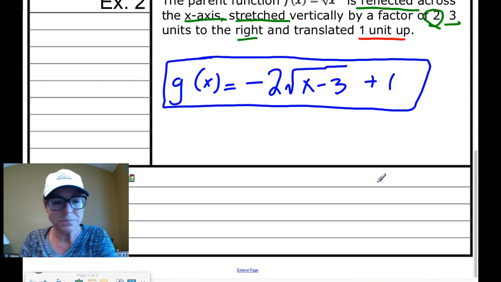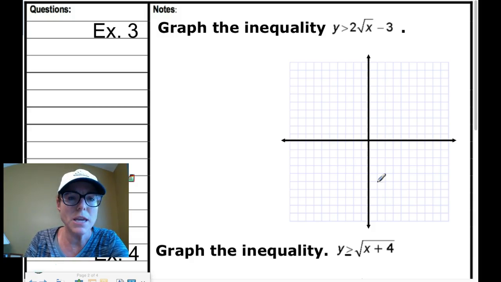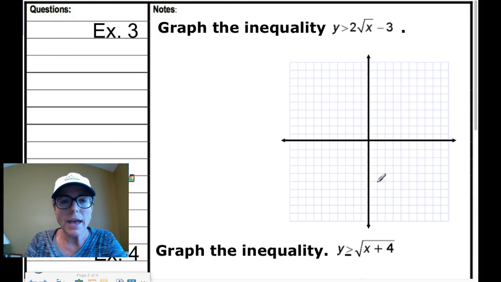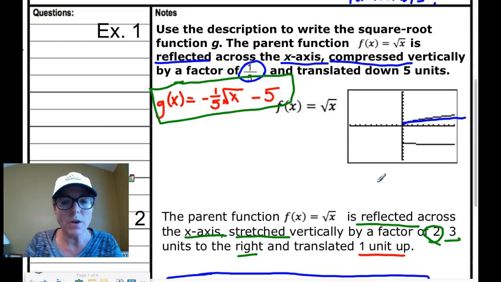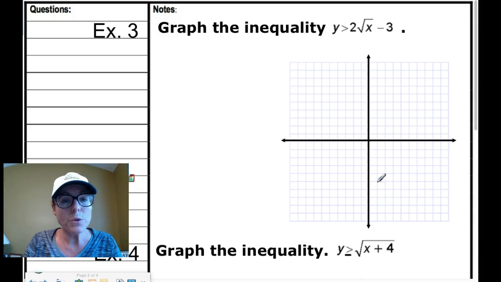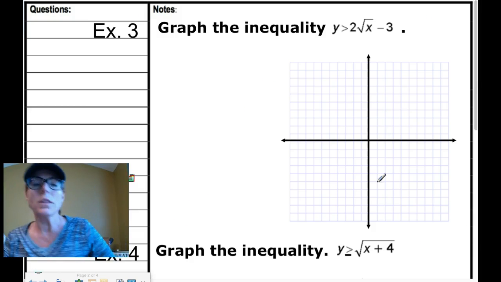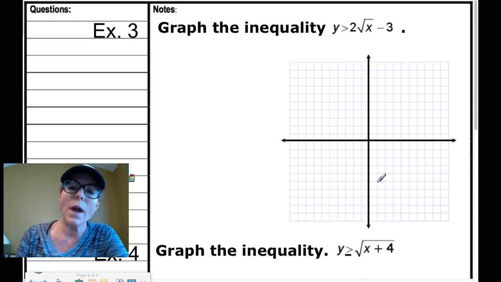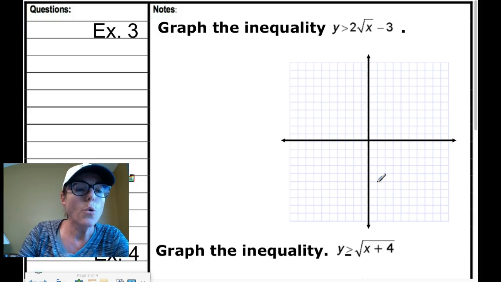Let's move on. Example 3, we're going to graph the inequality. Notice in the last example, we were writing the transformed function. Now what we're going to do is graph the inequality. In the last lesson, I think we graphed equations. Now we're graphing inequalities, so we either need to use a dashed line or a solid line.